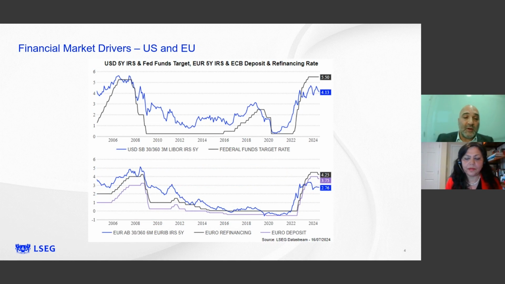When you look also at the financial markets for some of these central banks, the domestic markets they're forced to operate within, the United States has to keep its rates high because its 5-year interest rate swap rate is moving sideways. The ECB's got a different issue. Their 5-year interest rate swap has started to show that it's going to come off a little bit. And of course, we know that the European Central Bank was one of the first G7 central banks to cut its rates at the start of June.